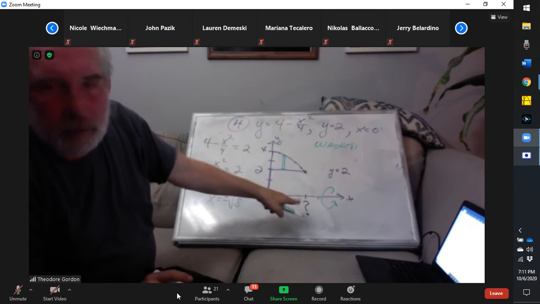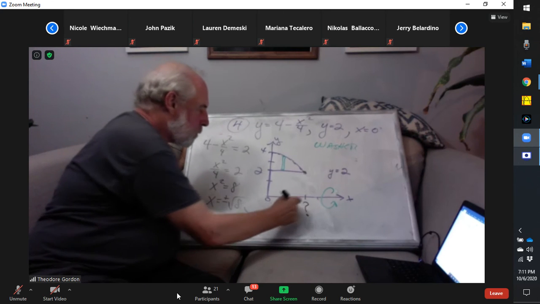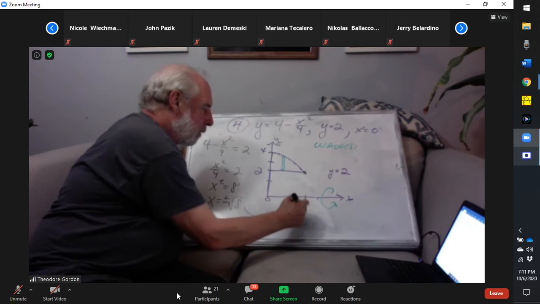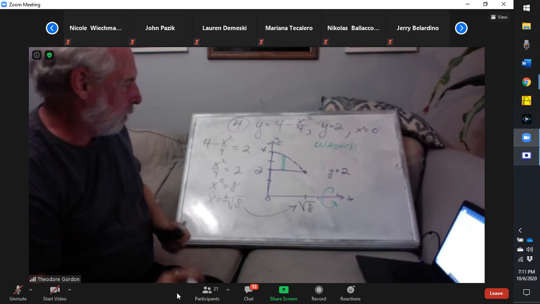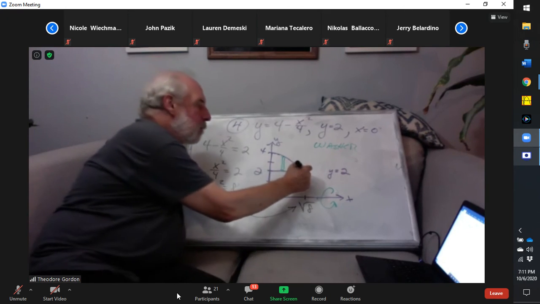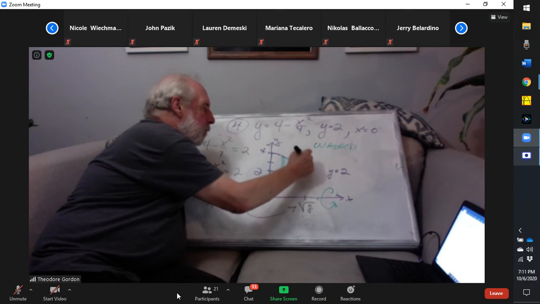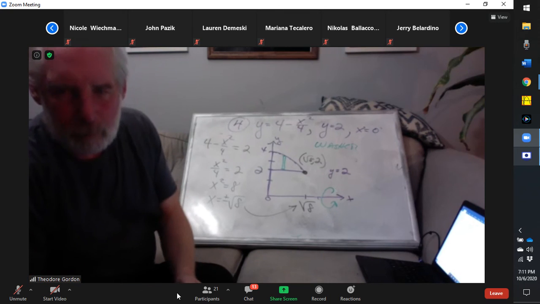But we're only on this side over here, so we only need the positive one. So we have the square root of 8. So those are the boundaries. This point right here has the coordinate square root of 8, 2. That's what that point is.